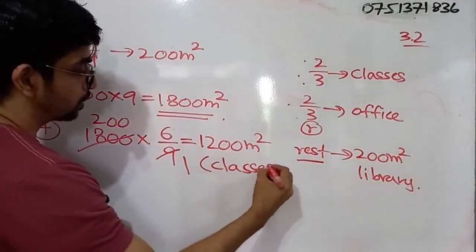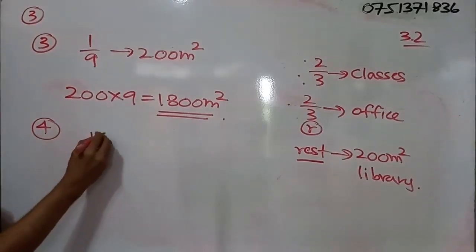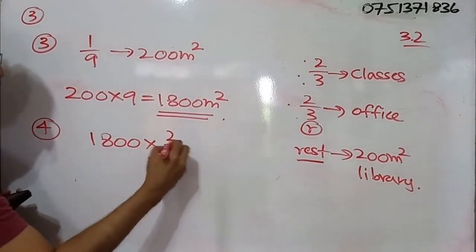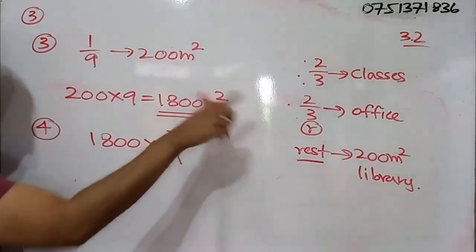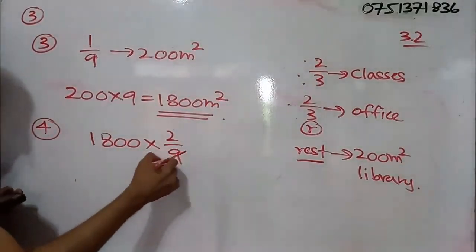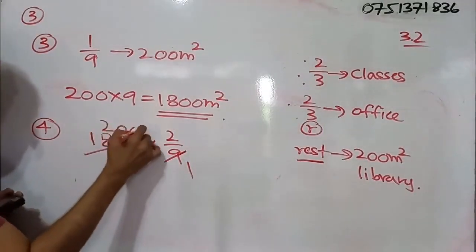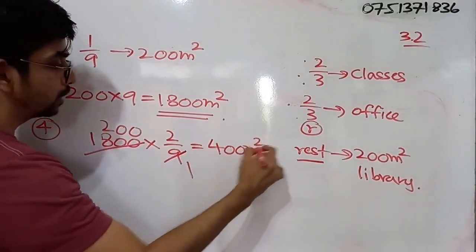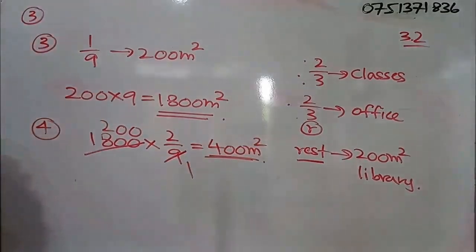I will simply put classes. The total amount is 1800 square meters. From that, 2 9s. Those are for the office. So 9 times 1, 9 times 200. 200 into 2, we get what? 400 square meters.